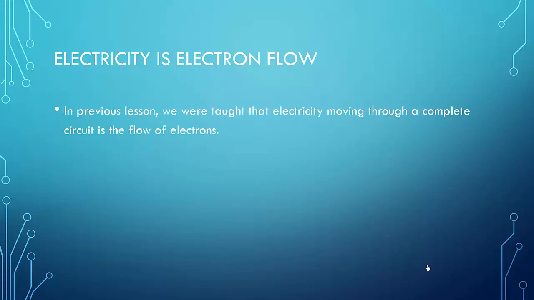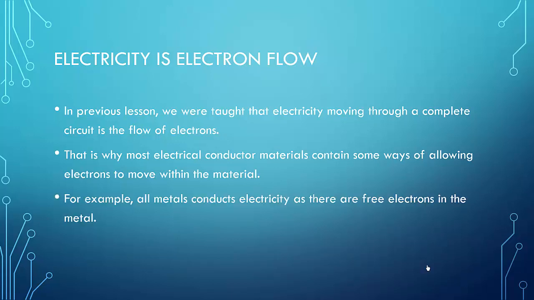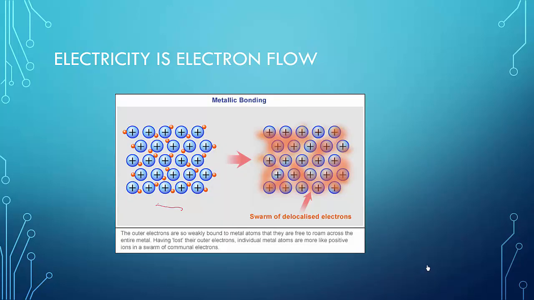In our previous lesson, we were taught that electricity moved through a complete circuit is the flow of electrons. That is why most electrical conductor materials contain some way of allowing electrons to move within their material. For example, all metals conduct electricity as there are free electrons in the metal. If you know about the structure of metal, you know that there are free electrons within the metal and essentially they are able to move about. So the outer electrons are so weakly bound to the metal atoms that they are free to roam about the entire metal.